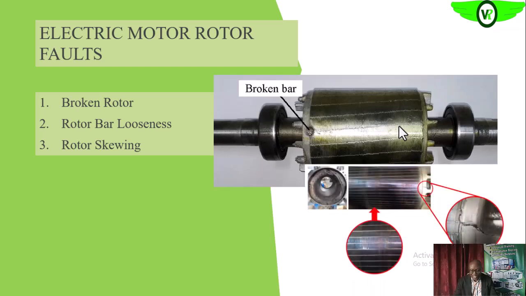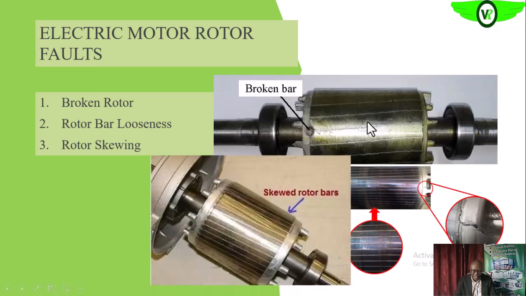Then there is the broken end ring. The end ring is meant to short all the rotor bars. This is the end ring. It's meant to short all these rotor bars or conducting bars on the rotor. Once it's broken, it will not be properly shorted, which means there will not be zeroing of the current flowing along these bars, and that will affect the efficiency of the electric motor.